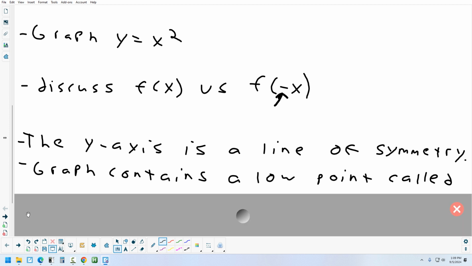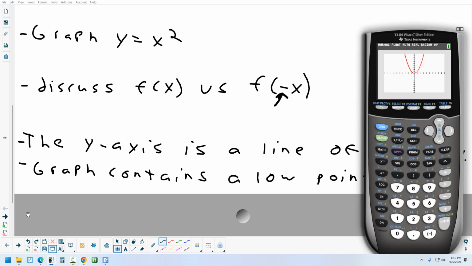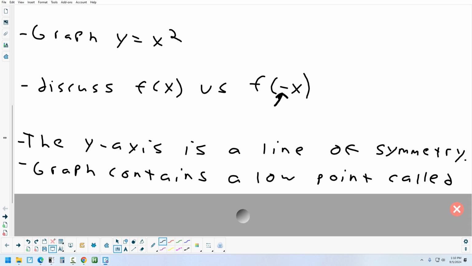So when you draw a parabola, the way we did, the y-axis is called a line of symmetry. A line of symmetry is a line, like if you learned from geometry, that if you flip it over, it should look identical. And that's what we did with the parabola. It looks identical. Anybody know what the name of that low point is at the very bottom of the parabola? The vertex? Yep, that's called the vertex.